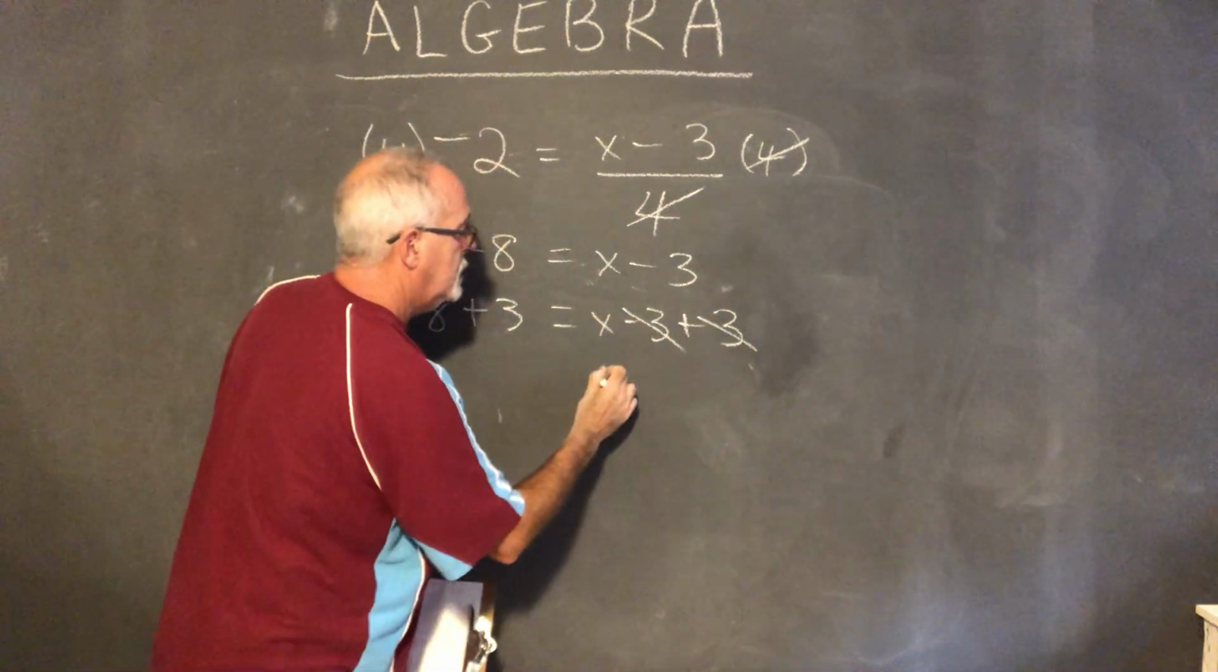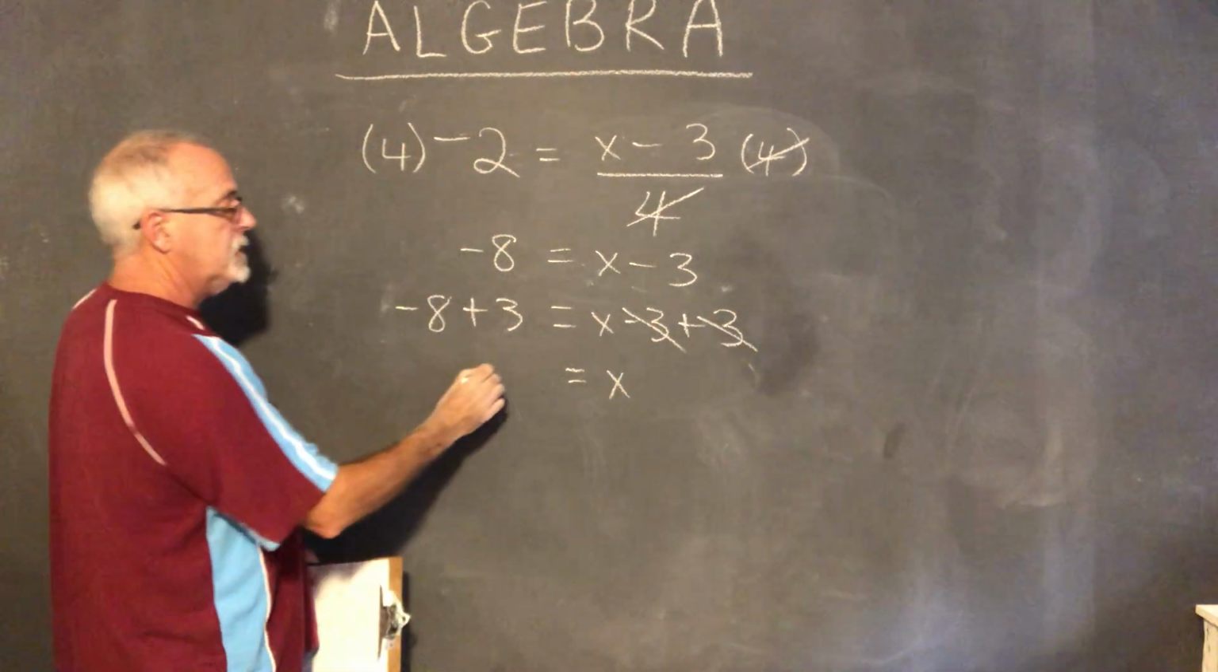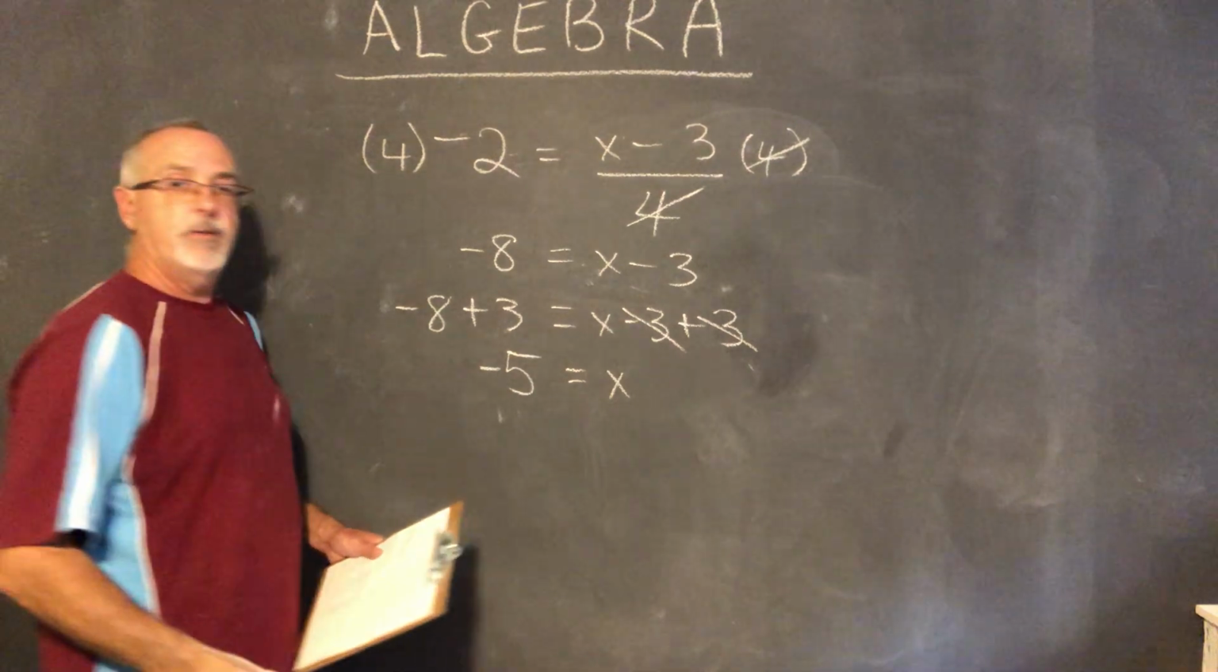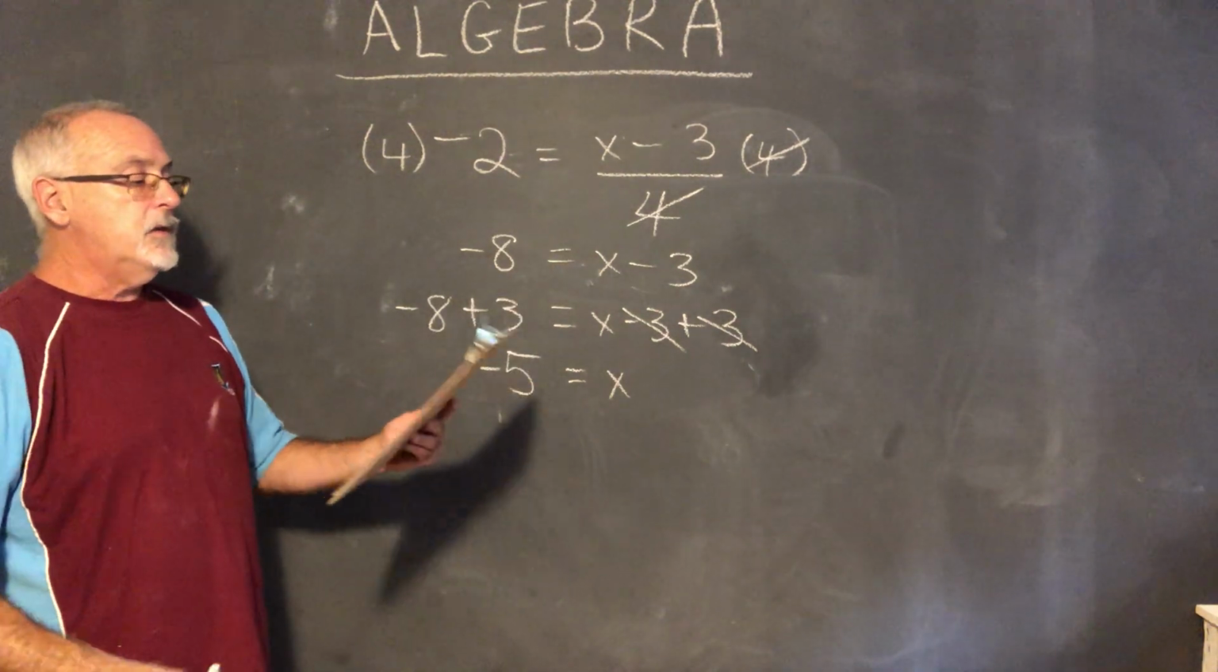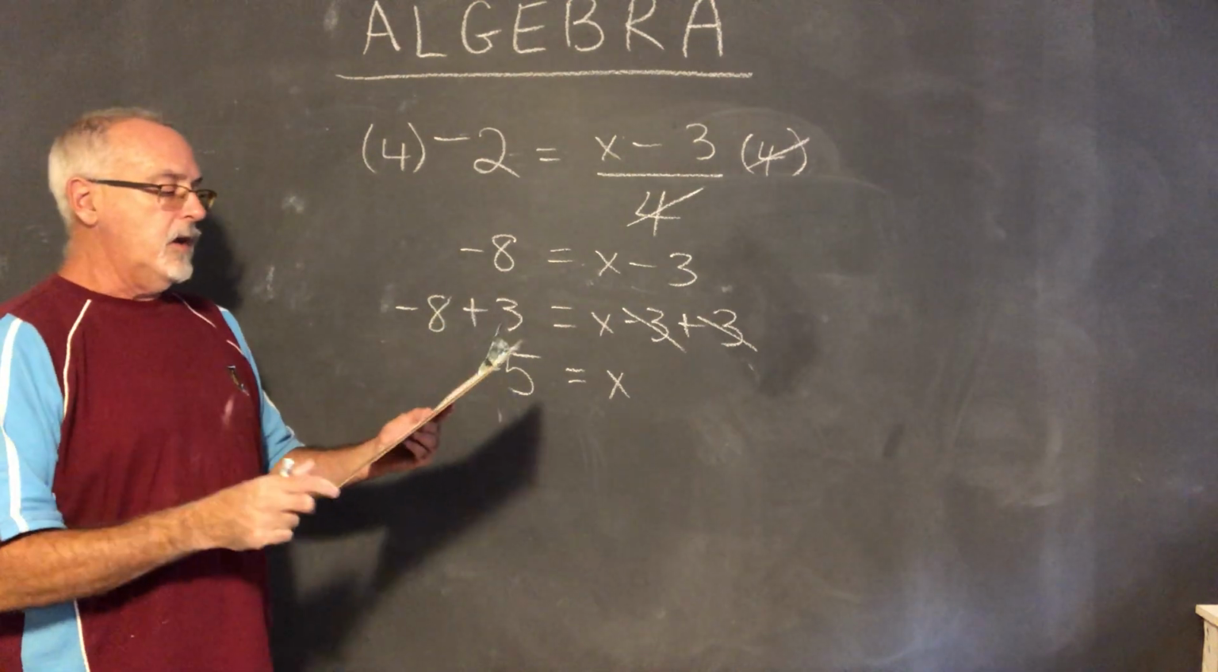These cancel. X is alone. -8 plus 3 is -5. There's that 5 again, but it's negative this time. I have my answer. That was fun. It's time to move on to some slightly different looking ones.